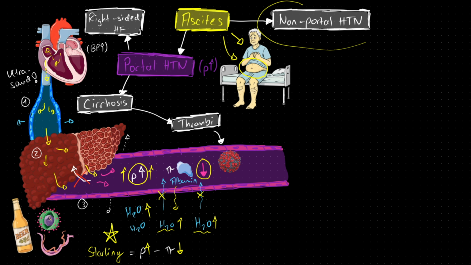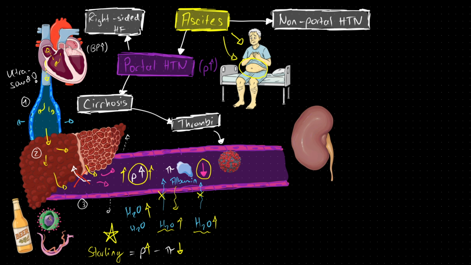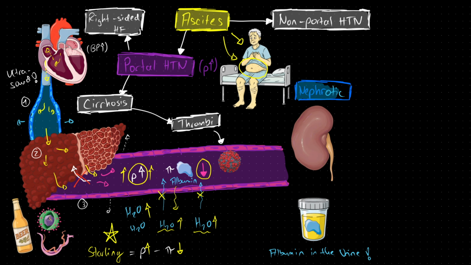Now let's move on to the right side of our tree diagram, ascites that's not caused by portal hypertension. And for this, we need to take a look at the kidney. Similar to what happens in advanced liver cirrhosis with low albumin production, patients could also lose albumin into the urine. In so-called nephrotic diseases, which is basically an umbrella term for several kidney disorders, the glomerular filter becomes damaged, and as a result, large proteins, just like albumin, pass into the urine and are now decreased in the blood.